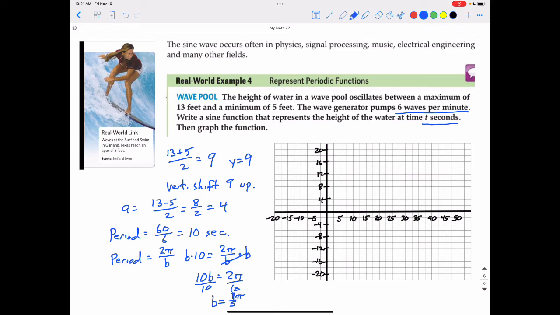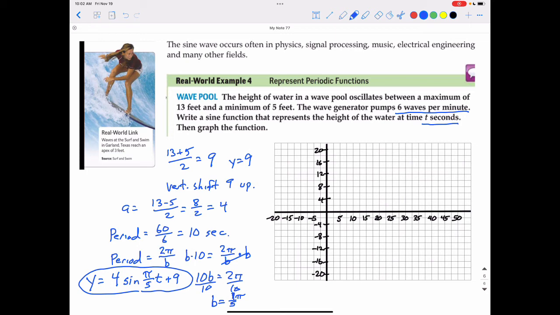So I have an a value, I have a b value. That means I can write my sine equation. So the equation of this is going to be y equals, my a value was 4. It says use a sine graph, so 4 sine. My b value was pi over 5, so that would be pi over 5 times t. We're doing this in terms of time, not in terms of theta, so pi over 5t. And then I needed my shift, and my shift was up 9 units, so plus 9.